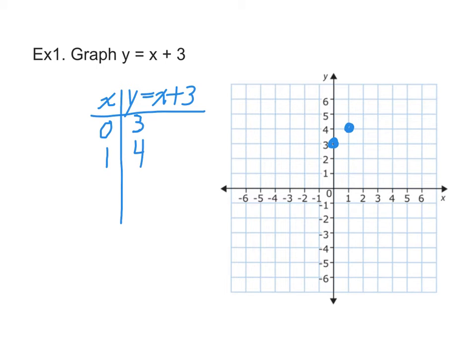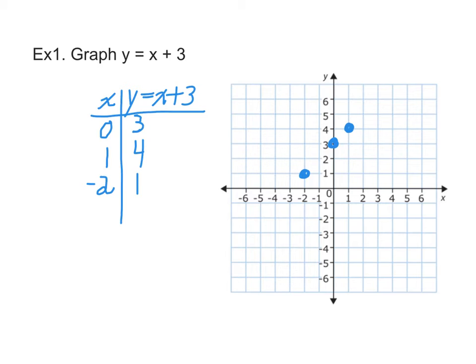Now at this point, I have enough to connect the dots. A line only needs 2 points. But what's really nice is if you can get at least 3. That way you'll know if you made a mistake, if those 3 points don't fall in a line. Let me get one that's back a little ways, maybe -2. If x is -2, -2 plus 3 is 1. You can see my points all fall in a line.